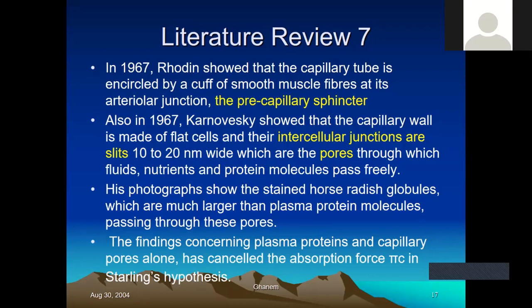His photographs show the stained horseradish globules, which are much larger than plasma protein molecules, passing through these pores. The finding concerning plasma proteins and the capillary pores alone has cancelled the absorption force of oncotic pressure in Starling's hypothesis.